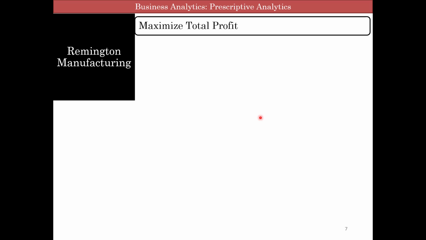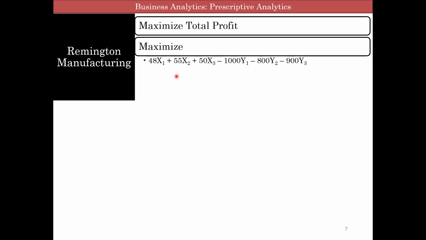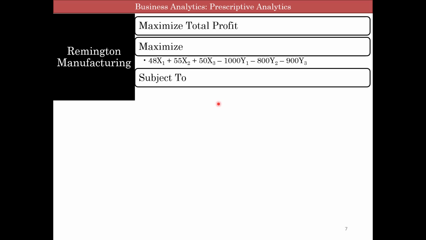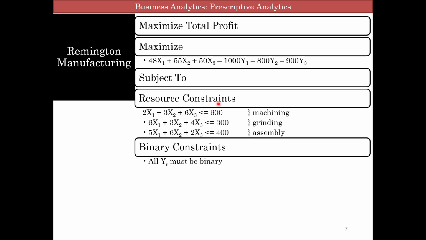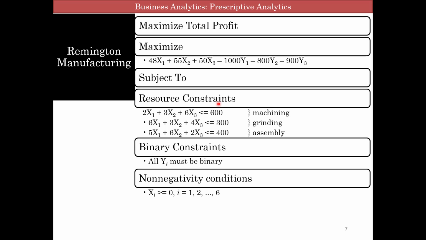And there we go. Your total profit is, you're going to maximize, of course, your per unit profit, and you're going to subtract your setup cost from it. So if Y1 is one, then you incur 1,000, and then X1 can be a value greater than zero. This is subject to some constraints. The first one is resource constraints: your machining, grinding, and assembly. I won't go through this. This is straightforward. You've been doing that. All Y's are binary. All X's are greater than or equal to zero. You can also make them integer if you need to.